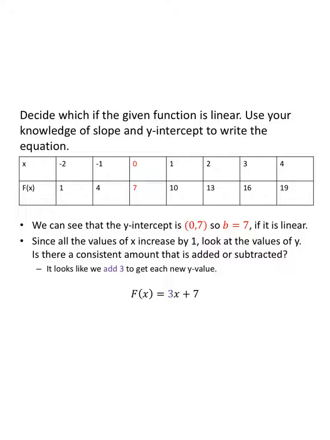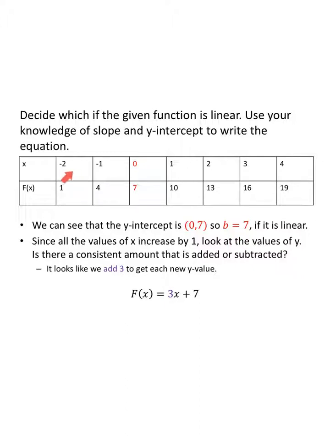I love this example. We're going to decide which of the given functions is linear, and we're going to look at them one at a time, one slide at a time. Use your knowledge of slope and y-intercept to write the equation. So here's a table of values for a particular function. We want to know, is it linear? And secondly, if it is linear, what's the equation? The first thing I do is start with the y-intercept. When x is 0, my y-intercept is 7. So we can see the y-intercept is (0, 7).